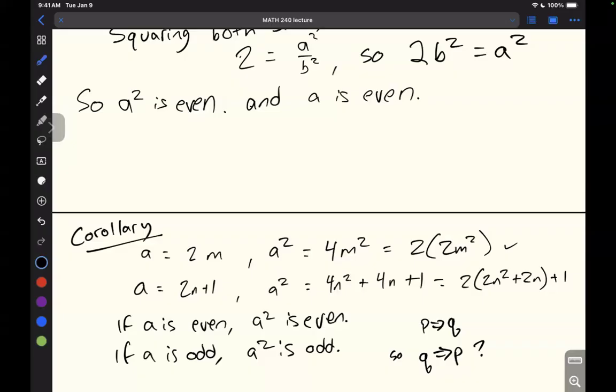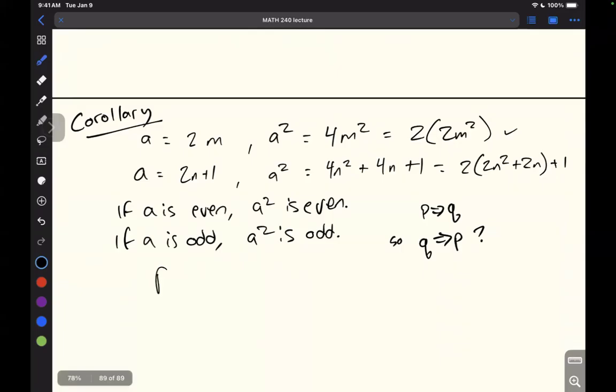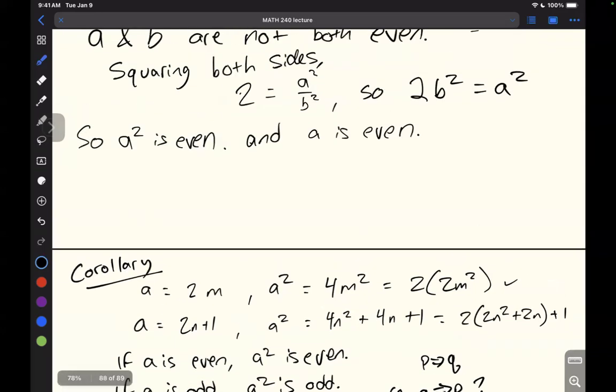We can say that if A is even, then A squared is even. But up here, we're trying to go from A squared being even to A is even. We're trying to find the, I always mix that up. I think it's the inverse. Let me double check that.